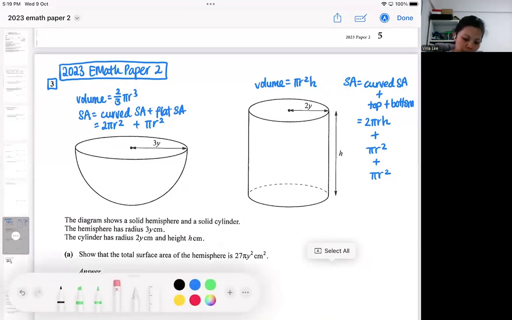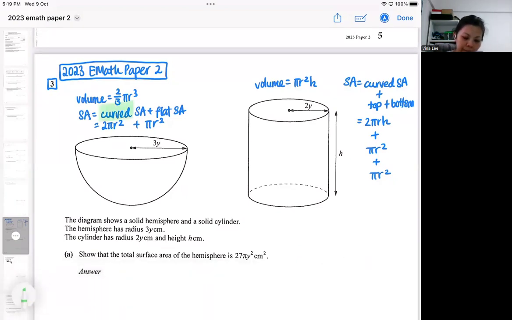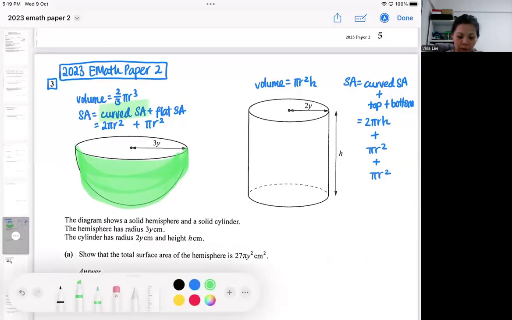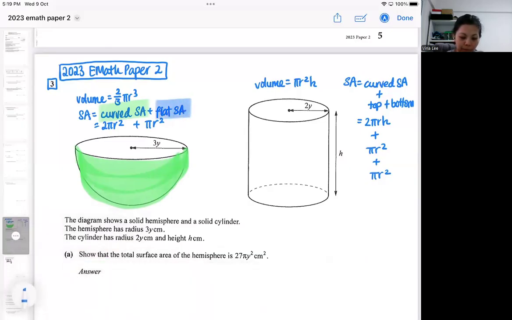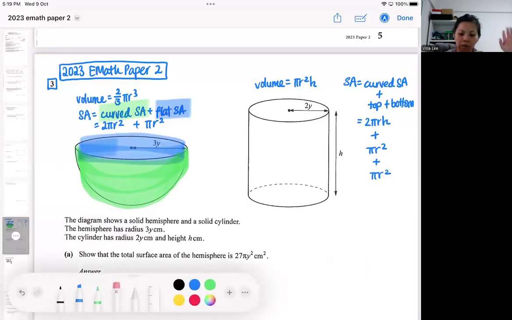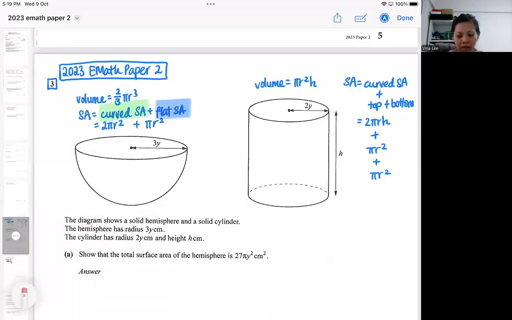One part will be the curved surface area, which is at the side of it. The flat one is on top. So there are two parts of it. You do not just add them in; we split into two parts. So don't just remember it as 3 pi r squared, as some students actually do. It comprises the curved surface area and the flat surface area.